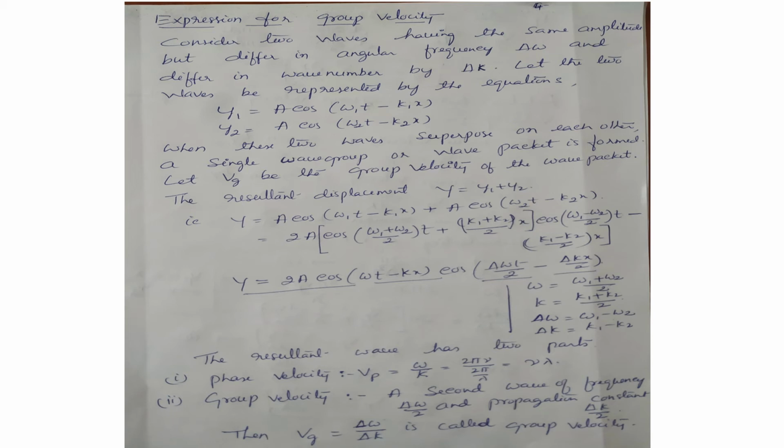See here, the resultant expression y consists of two parts. Here 2a cos(delta omega t/2 minus delta k x/2) is nothing but the amplitude, and cos(omega t minus k x) gives the phase velocity of the wave. So here the amplitude is variable, so the second part is the modulated form. It represents the group of waves having different frequencies, and here cos(omega t minus k x). From this we get the phase velocity Vp, the wave velocity, as omega by k, and from the other part cos(delta omega t/2 minus delta k x/2), we get the group velocity as delta omega by delta k. So the group velocity is delta omega by delta k.